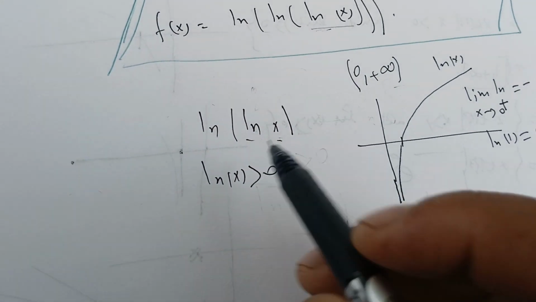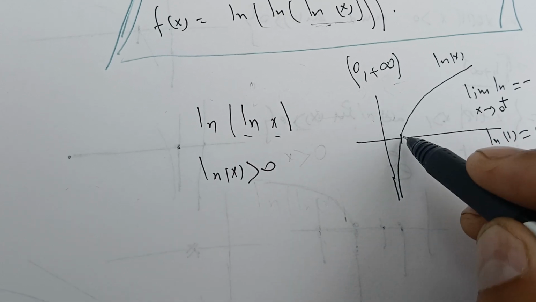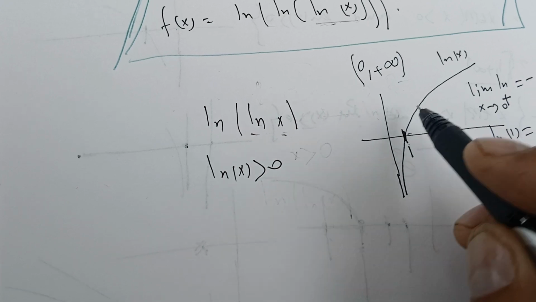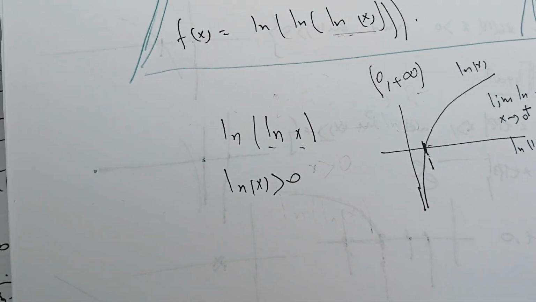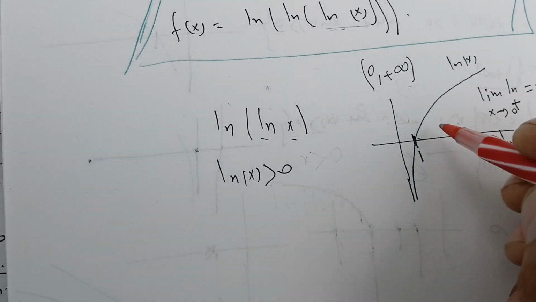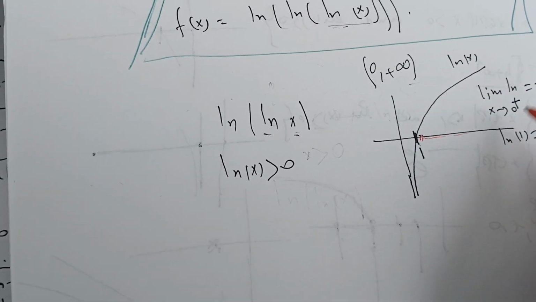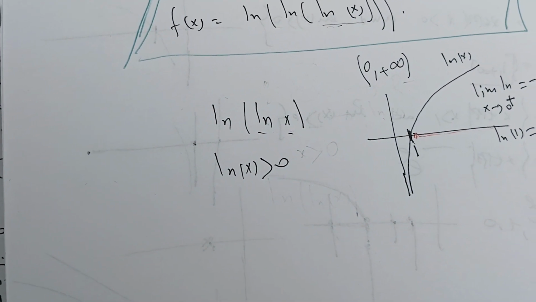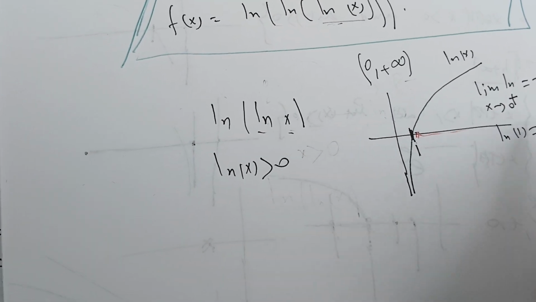The graph here will definitely help us find the values. This is 1, the values of x which make the natural log bigger than 0. So clearly we see that it's this set, 1 up to infinity.